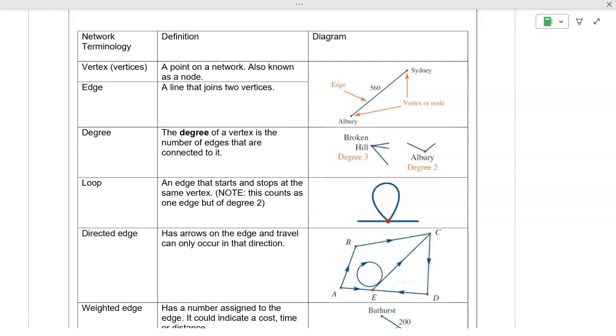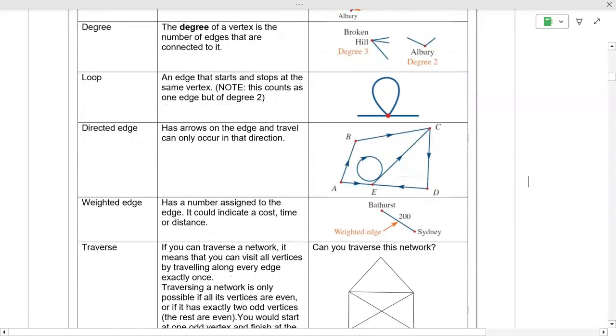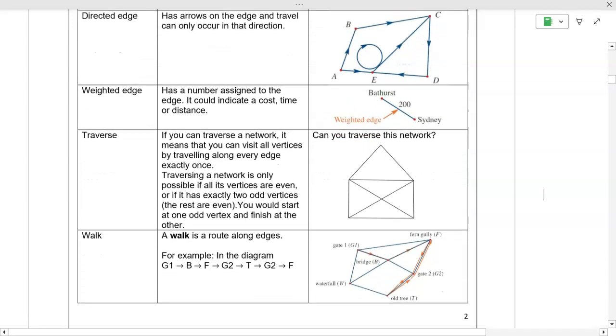A loop, so an edge that starts and stops at the same vertex. So this only counts as one edge, but a degree of 2 because it is coming and going from there twice, so to speak. We have a directed edge. So there are arrows on the edge and travel can only occur in that direction. So we can only go from B to C this way. We couldn't come back this way. We have a weighted edge, so a number assigned to it might be the distance that you're traveling. So between Bathurst and Sydney, there's 200. It could be kilometres, it could be metres, depends on what the context is.